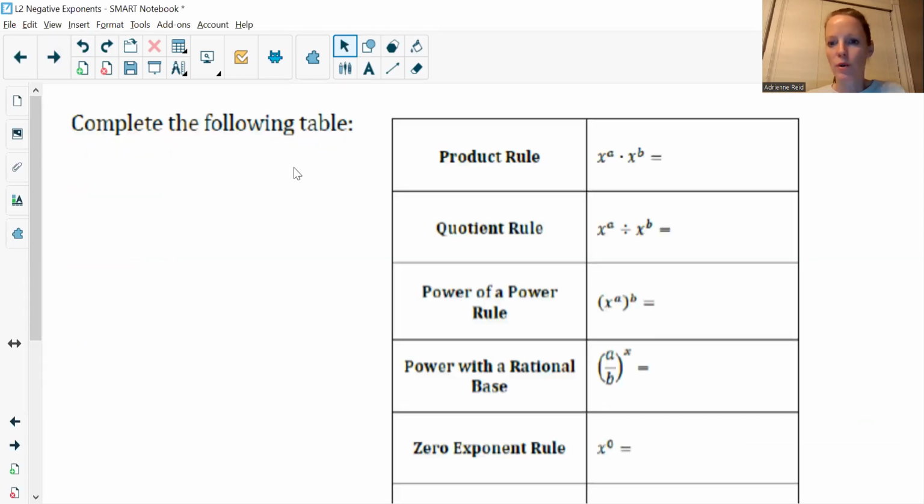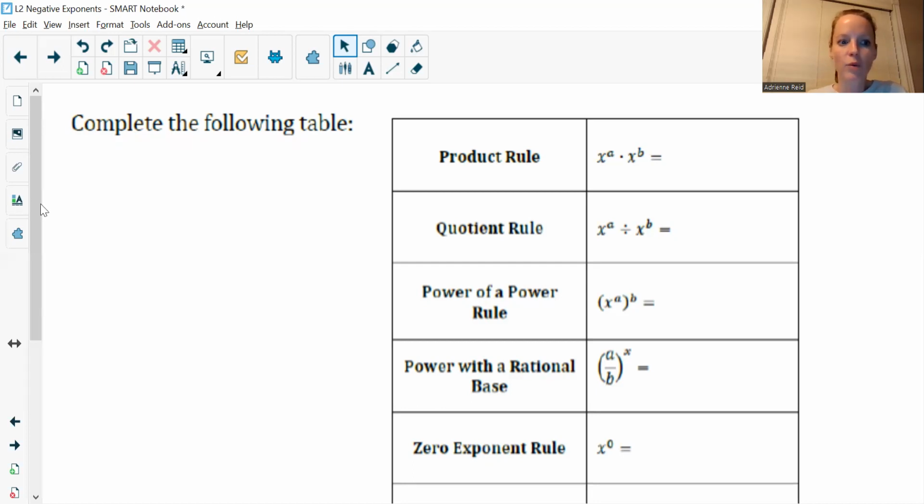So just as a review, you guys know that for the product rule, you're going to add the exponents. You're going to have x, a plus b, whatever a and b represent. For the quotient rule, you're going to have x, a minus b. We have these from yesterday. You can just fill them in. For power of a power, it's going to be x, a times b.